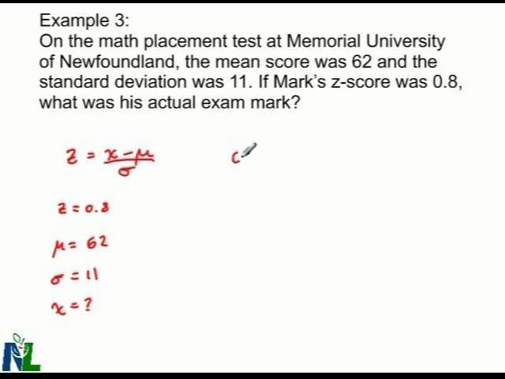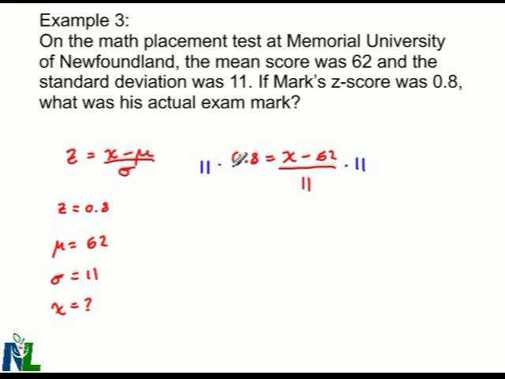We know that Z was 0.8. Mark's score is what we're looking for. We had a mu value of 62, which was the mean. We have a standard deviation of 11. If I want to solve that for x, the first thing I would need to do is either cross multiply or multiply both sides by my denominator, which is 11.